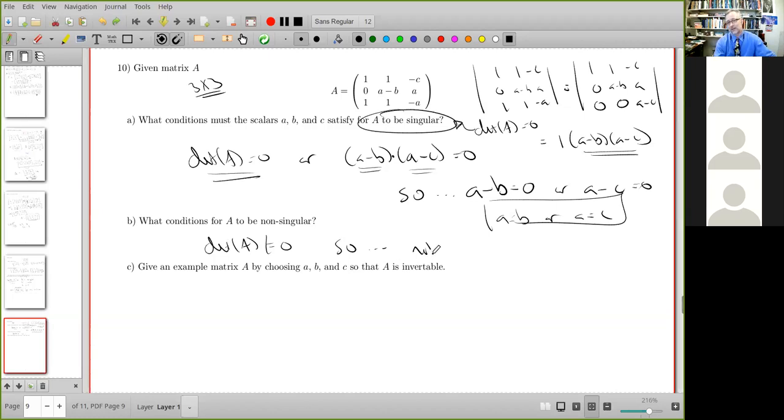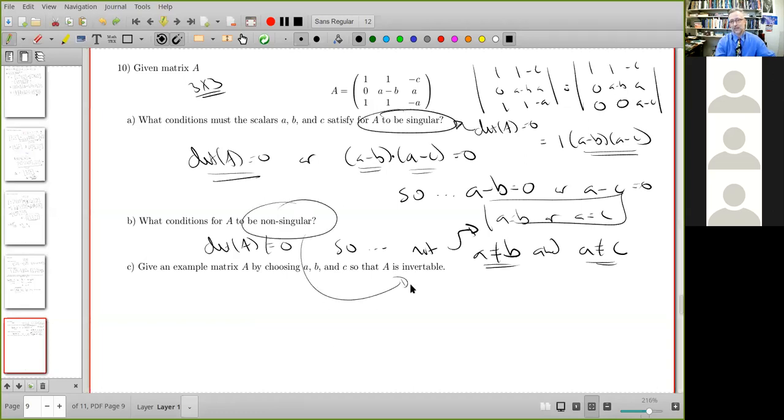It would be not that. Anybody know what not that is? What's not A equals B? A does not equal B. What's the negation of or? It is and. And then A is not C. So it has to be both: A can't be B and A can't be C at the same time. And so that is non-singular.